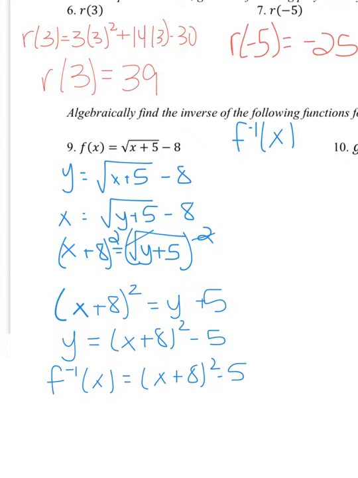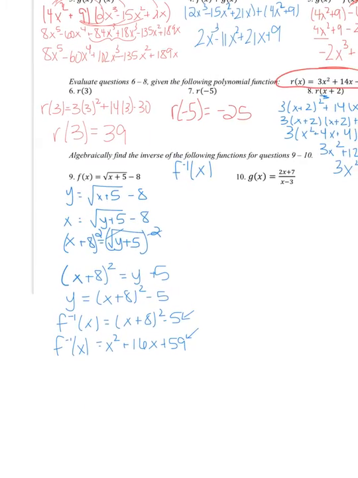Now if you did distribute it, your answer would still be okay. If you did, that answer would be x squared plus 16x, and then plus 64 minus 5 would be plus 59. Either this one or this one, here or here, I would take. Now remember, whenever you're doing the opposite and you're taking the square root to get rid of something squared, you have to do plus and minus. Whenever your root is even, so if you're taking a square root, a fourth root, a sixth root, you have to have the plus or minus out front.